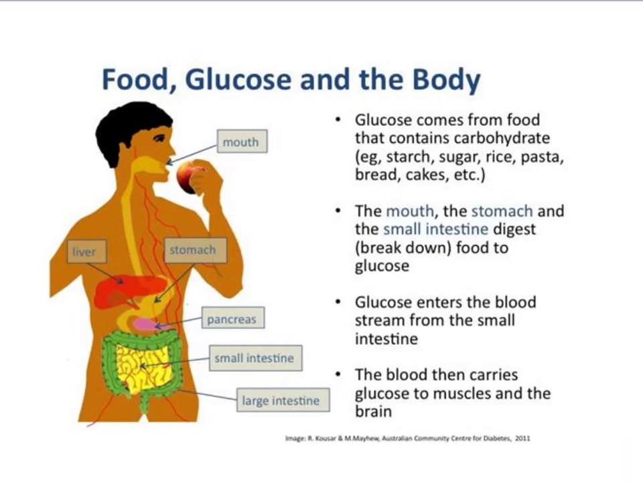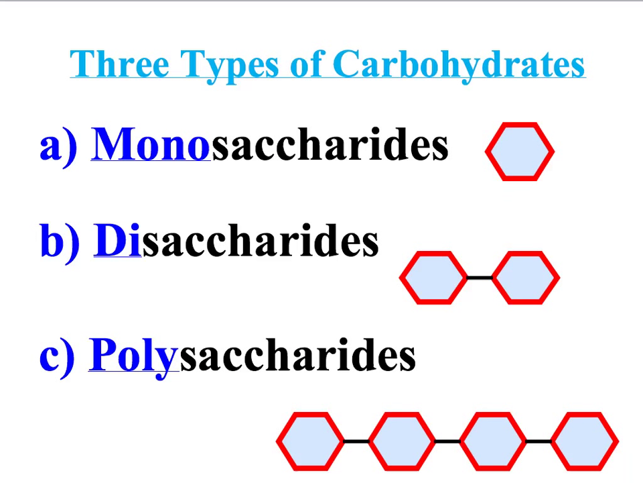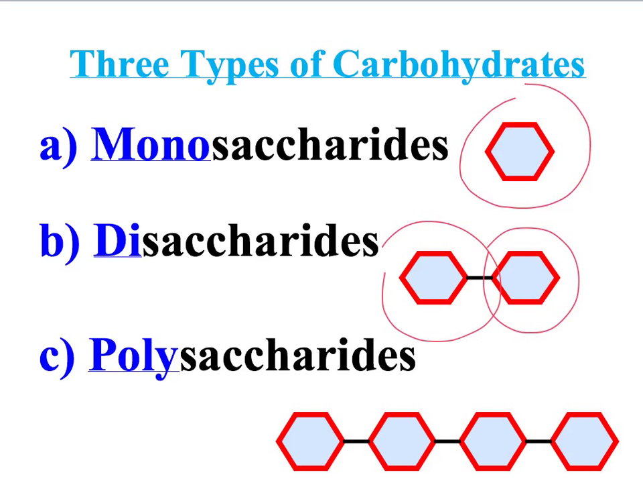Glucose comes from food that contains carbohydrates. Examples of those would be sugar, rice, pasta, bread, and cakes. Carbohydrates can be subdivided into 3 categories according to their structures. Monosaccharides would be the 1 sugar unit. Disaccharides would include 2 sugar units. These are simple sugars. Polysaccharides are the polymers. They include many sugar units.